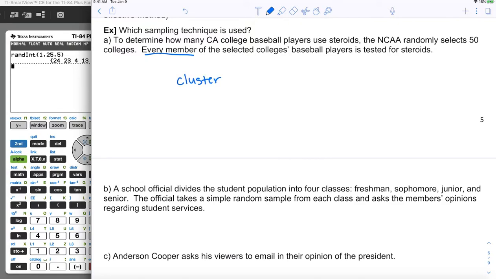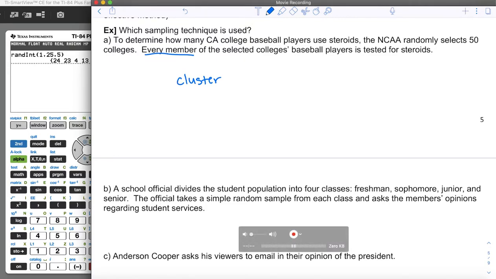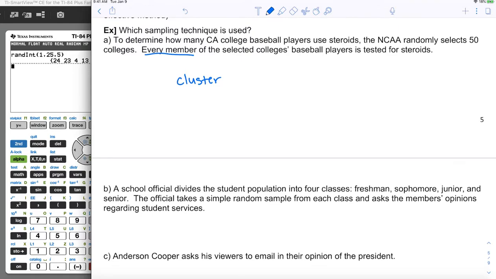B. A school official divides the student population into 4 classes: freshman, sophomore, junior, and senior. The official takes a simple random sample from each class and asks the members' opinions regarding student services. So the population was previously divided into non-overlapping groups. This is the main feature of a stratified sample.